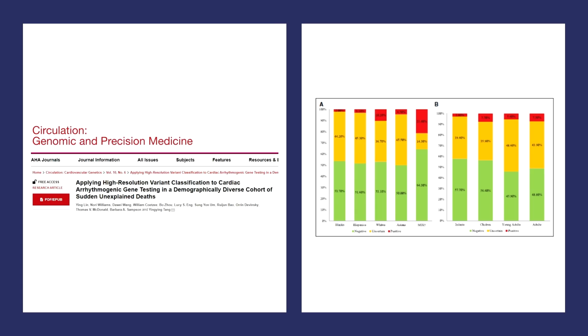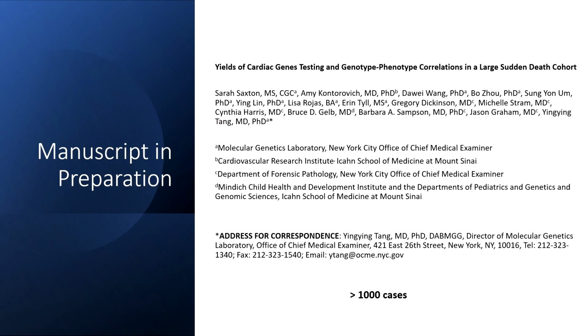A cohort study from cardiac gene testing of 296 decedents was published in the journal Circulation: Genomic and Precision Medicine in 2017. We reported the diagnostic yields by ethnicity group and age group from birth to adults. Cardiac gene testing results from a large cohort are in preparation for peer-reviewed journal submission.